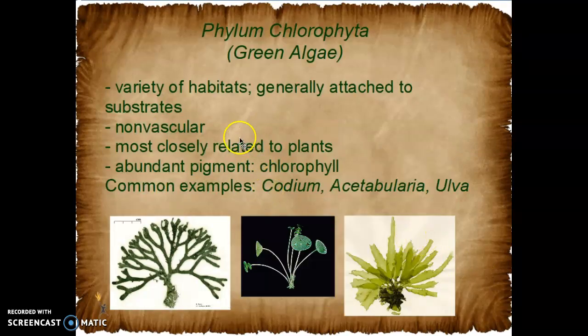Okay, these are the most closely related group to plants, however, and their most abundant pigment is chlorophyll, and that's why they are green. So this is codium, this is acetabularia, and this is ulva. This is what we call sea lettuce. A lot of people use this as lettuce instead of what we use as lettuce.